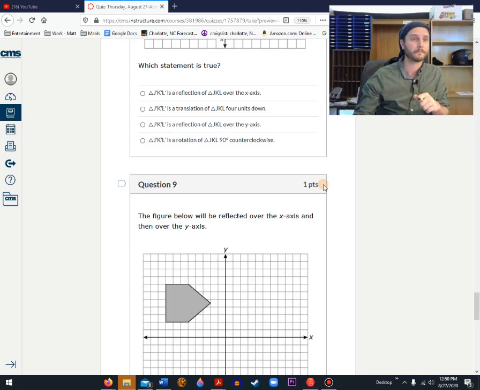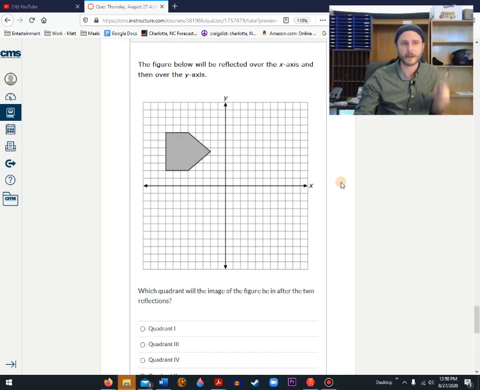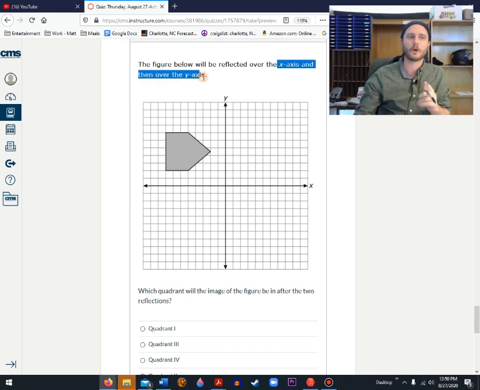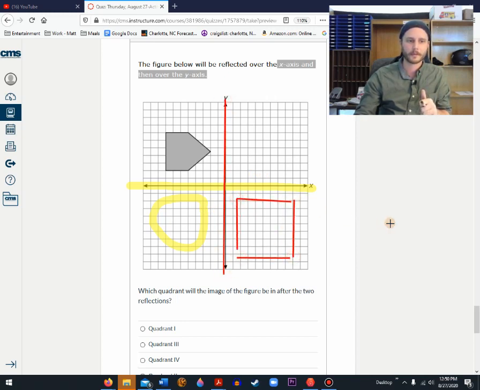Too much effort. Question 9, the figure below is reflected over the x-axis and then over the y-axis. So this shape is going to be reflected twice. It's going to be reflected once over the x-axis, so it will end up here. After it's reflected there, it is then going to be reflected over the y-axis to end up over here.